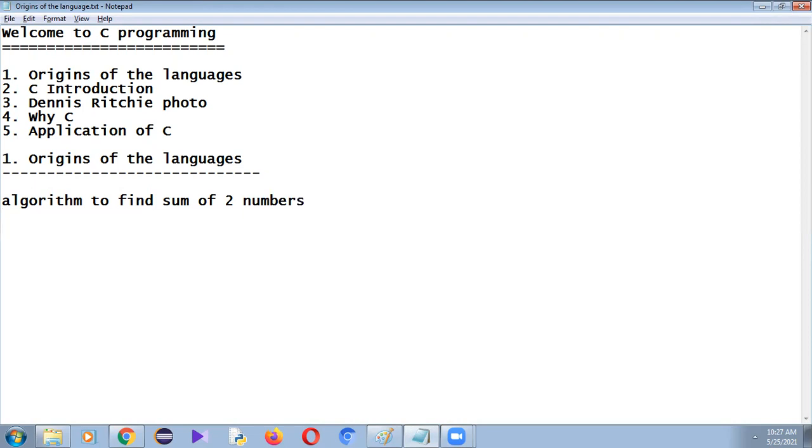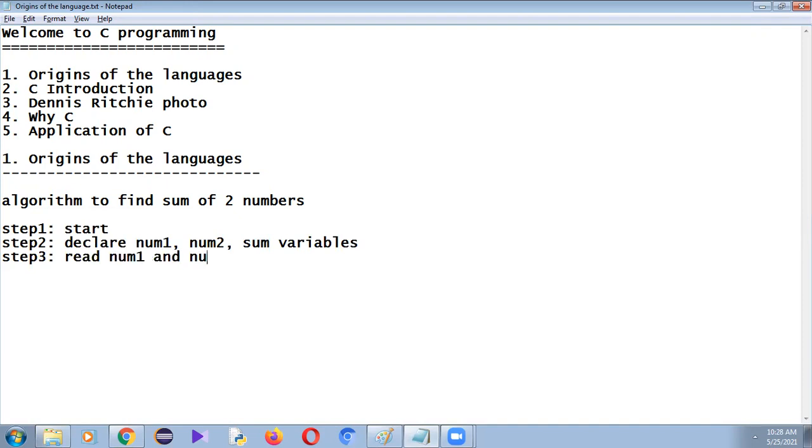So as I said, algorithm is a step-by-step procedure. Let me start with step 1. Step 1 indicates that the algorithm has started. Step 2, declare number 1, number 2, comma, sum variables. These variables are used to store the values. Step 3, read number 1 and number 2 values.